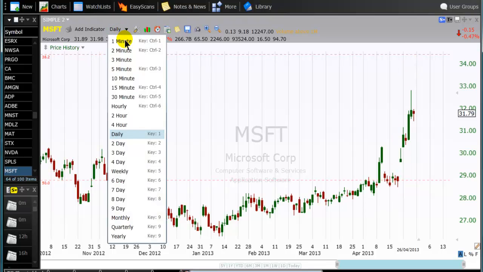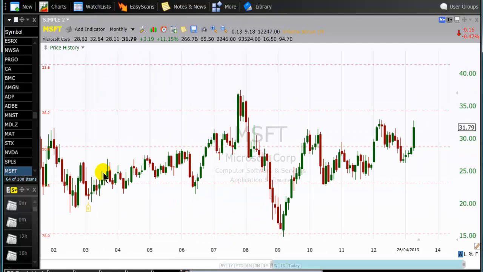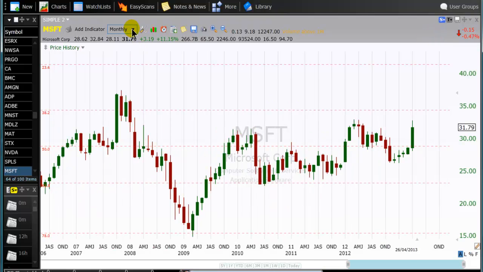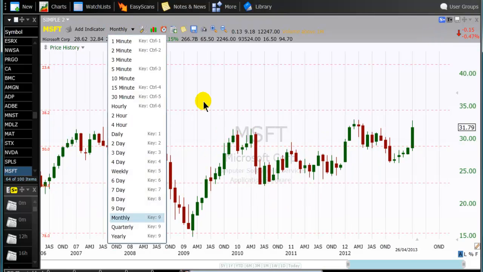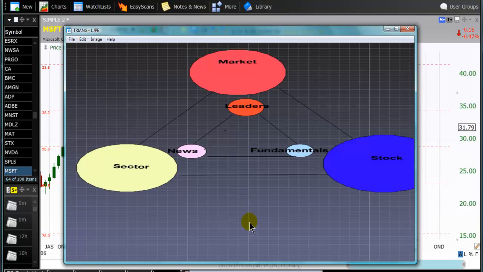Since last year we were talking about this stock being bullish, bullish, bullish, and now suddenly it takes off. You see, the economy news, the fundamentals, and the market leaders can change the dynamics of the market. The market may be bullish, and suddenly one piece of news comes out of nowhere.